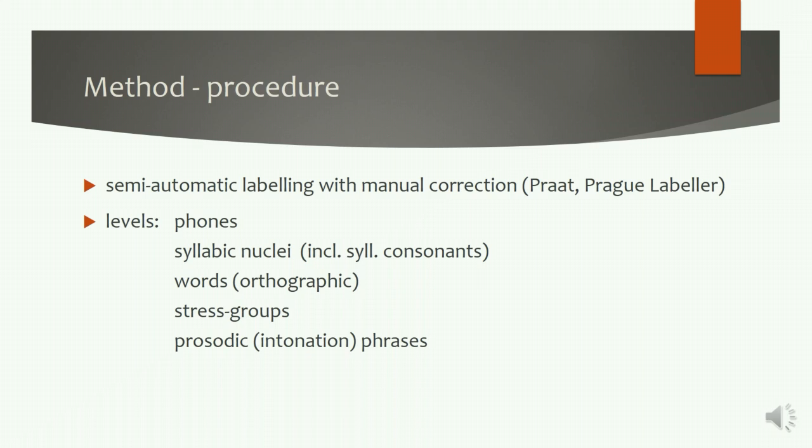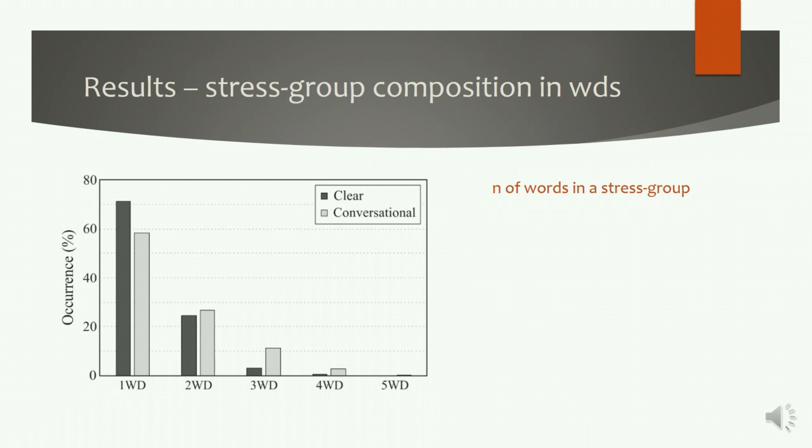We processed our material with Praat and the Prague labeler, and that provided semi-automatic labeling, which had to be manually corrected. Our labeled levels were phones, syllabic nuclei, including syllabic consonants that are allowed in Czech, a level of words based on orthographic words, a level of stress groups, and a level of prosodic phrases, also termed IPs. And this is the presentation of our results.